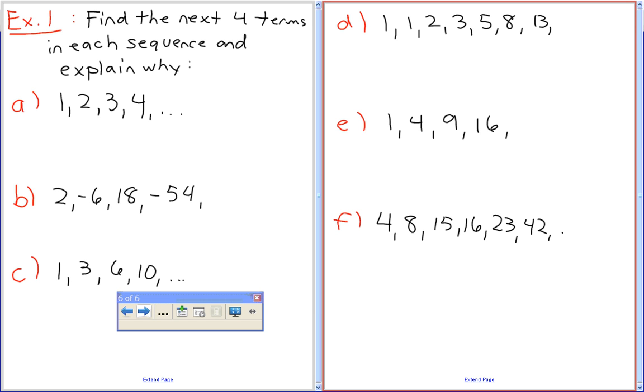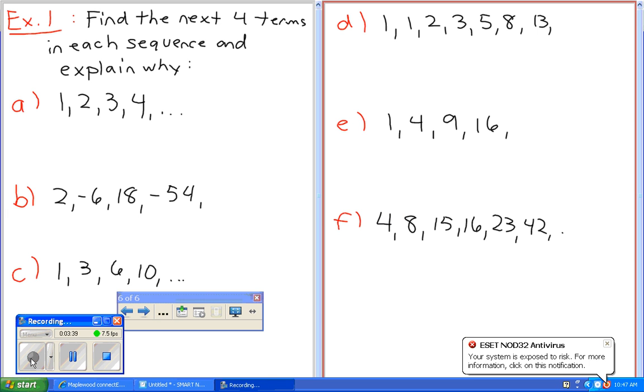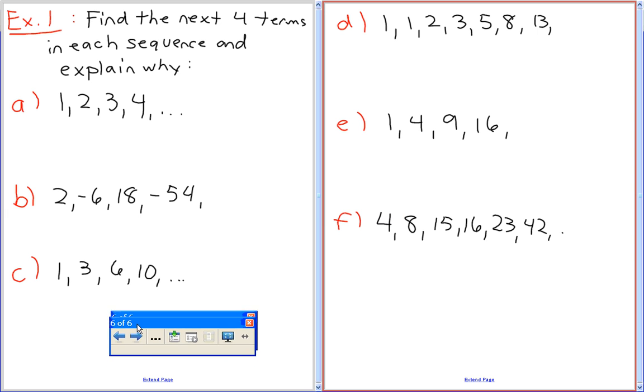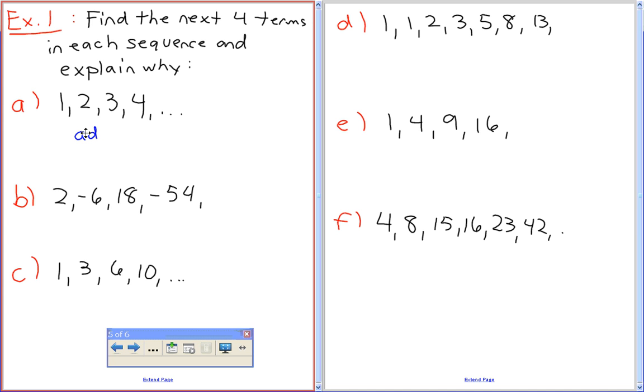If you can find a pattern, I'll pause this here and give you guys a chance. Your time to shine. 1, 2, 3, 4. What is the pattern, please? Add 1 each time. So it's obviously going to be 5, 6, 7, 8. Pattern: add 1 each time. That should probably be the first pattern you learn as a student.